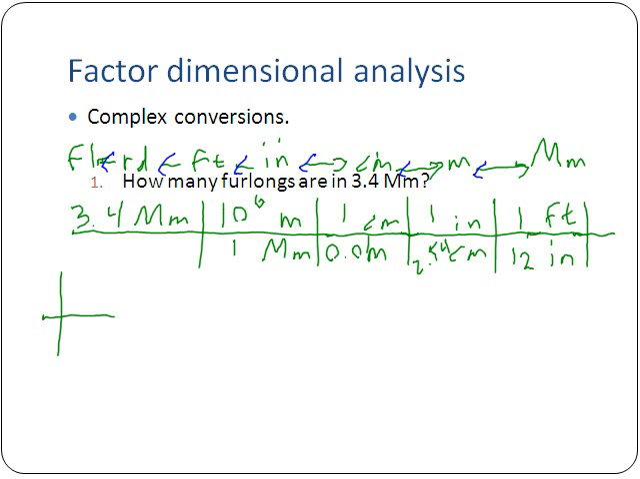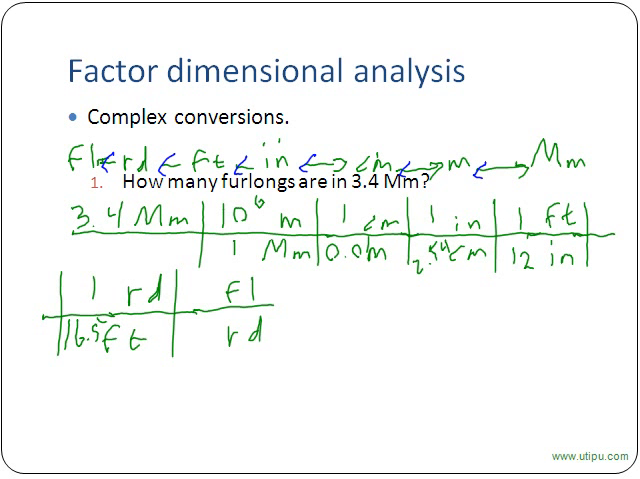But continuing, we had feet on top before. That means we want to put feet on bottom down here, and then we can go from feet to rods, and then we say how many feet in a rod? 16.5 feet in one rod. And believe it or not, these are actual units of measure. And then we want to go from rods to furlongs as our final. So rods to furlongs, and it tells us that there are 40 rods in one furlong.